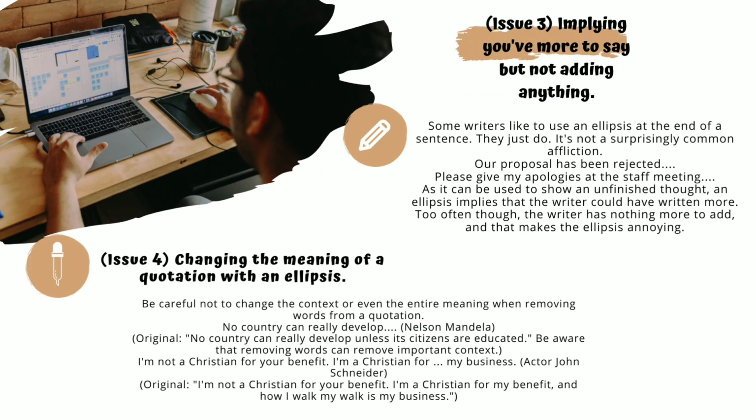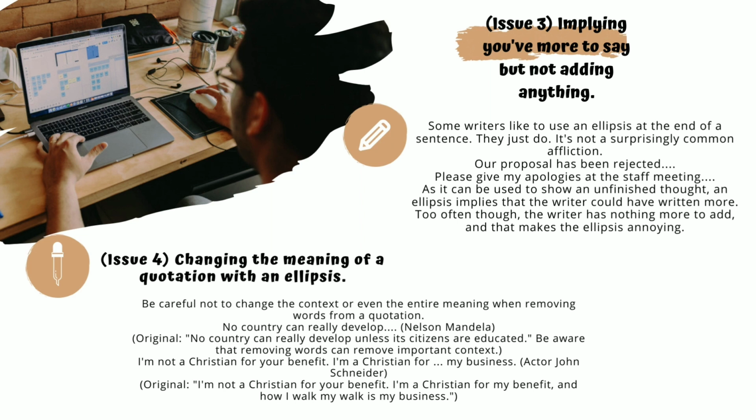Issue number 3: implying you have more to say but not adding anything. Some writers like to use an ellipsis at the end of the sentence. They just do. It's a surprisingly common affliction. Our proposal has been rejected. Please give my apologies at the staff meeting. As it can be used to show an unfinished thought, an ellipsis implies that the writer could have written more. Too often, though, the writer has nothing more to add, and that makes the ellipsis annoying.